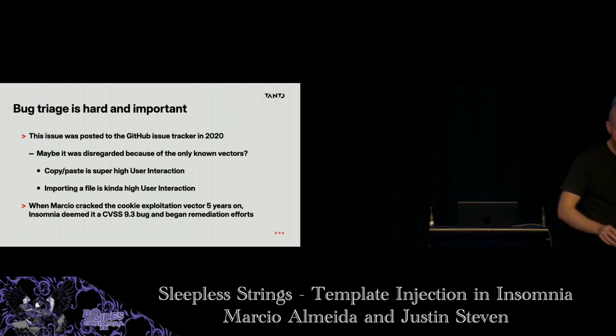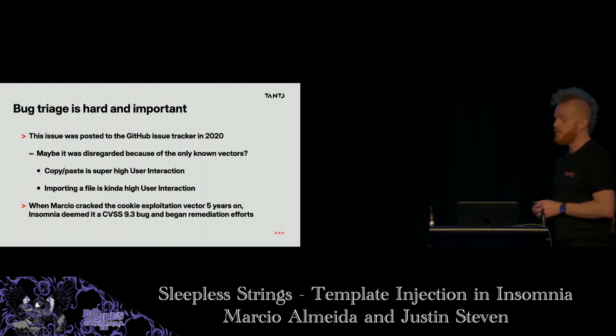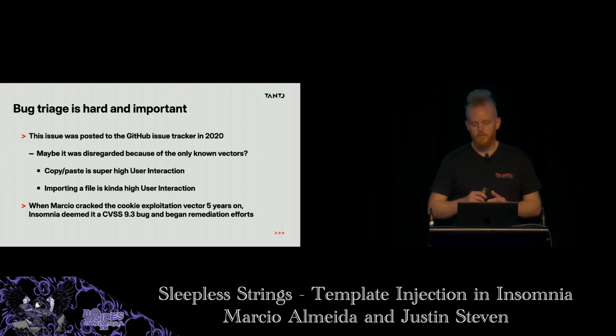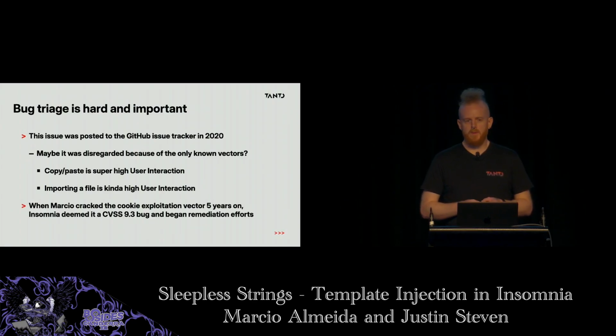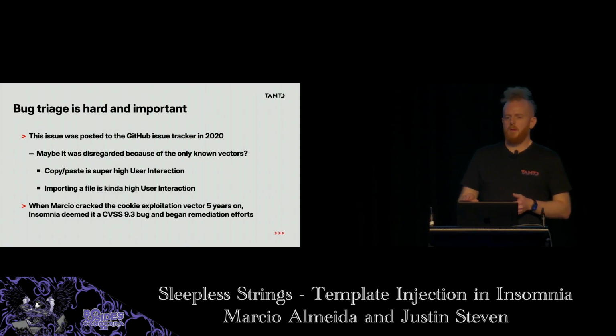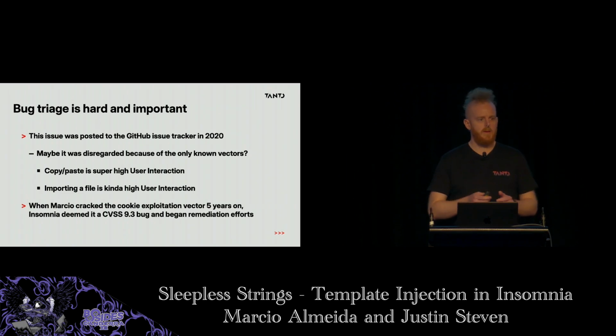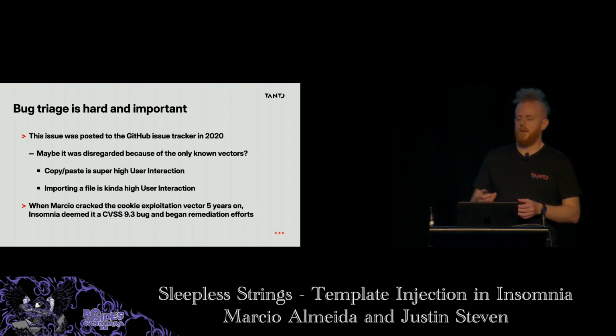So in closing, bug triage is really, really hard, and it's really important. This issue was reported publicly on the GitHub for Insomnia in 2020. It seems to have been disregarded, maybe because the only paths to exploitation seemed kind of high user interaction, so maybe it was deprioritized. And then when Marcio cracked the case of the kind of cookie remote vector, that seems to have kind of spurred some action.